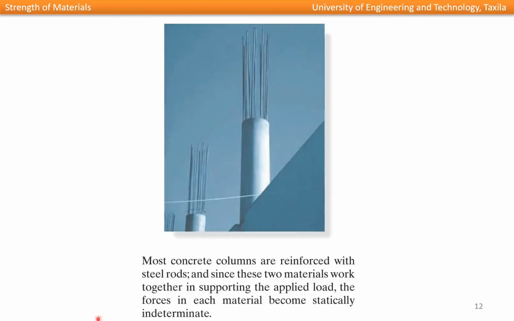Here in this diagram, most concrete columns are reinforced with steel rods, and since these two materials work together in supporting the applied load, the forces in each material become statically indeterminate. For example, this is a concrete column that is subjected to external loading. That external loading is resisted by concrete as well as steel. The same loading is resisted by concrete and steel, but with different proportions, so that makes it indeterminate.